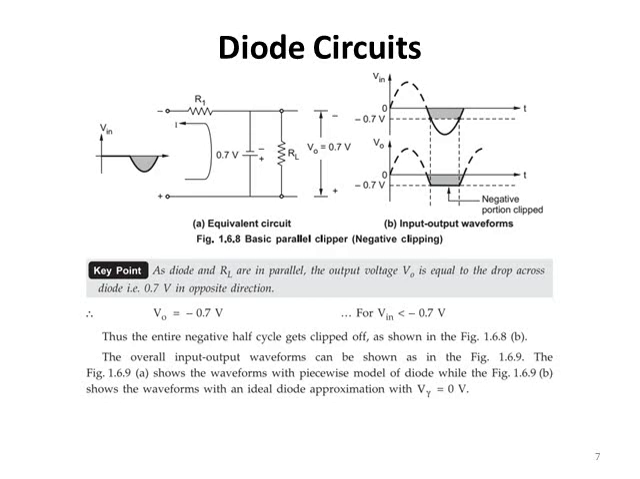So as the diode and RL are in parallel, the output voltage V0 is equal to the drop across the diode, that is 0.7 volts in the opposite direction. Thus the entire negative half cycle gets clipped off as shown in the above figure. The overall input-output waveforms can be shown in the next figure by the linear piecewise model, and the waveform of the ideal diode or approximation with V gamma equal to 0.